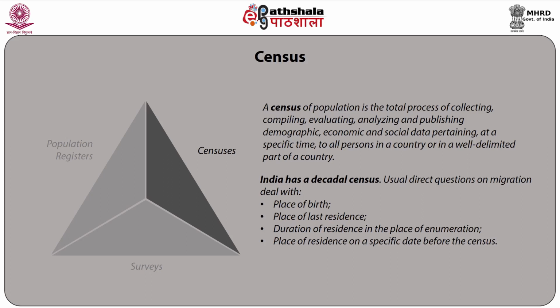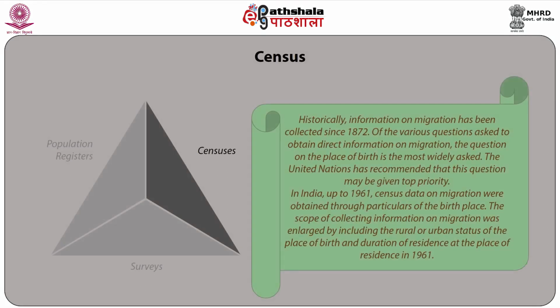Usual direct questions on migration deal with place of birth, place of last residence, duration of residence in the place of enumeration, and place of residence on a specific date before the census. Historically, information on migration has been collected since 1872. Of the various questions asked to obtain direct information on migration, the question on the place of birth is the most widely asked. The United Nations has recommended that this question may be given top priority.